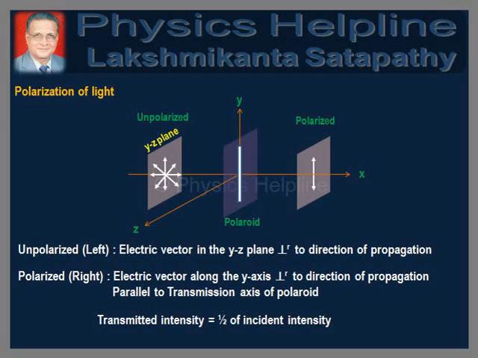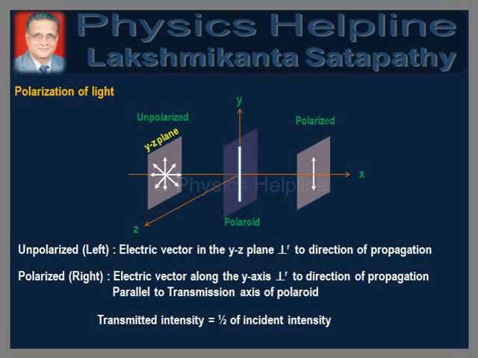Before proceeding to solve the problem, let us recall the related concepts. First, let us discuss the polarization of light waves. The situation is shown in the figure, in which unpolarized light waves are traveling from left to right, which is along the positive direction of the x-axis. The direction of the electric vector is randomly distributed in the yz plane, which is perpendicular to the direction of propagation.